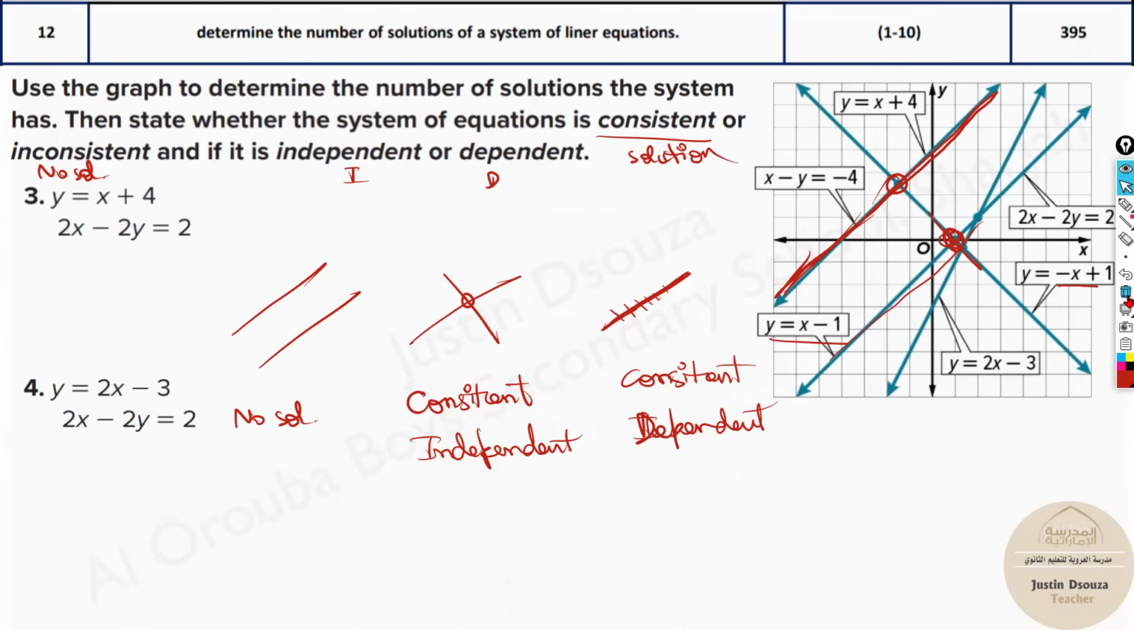And over here now, let's look at these equations. y equals x plus 4. Where is x plus 4? It's over here. And 2x minus 2y equals 2. Can you see these two? This is one equation which is already marked, and this is the other one. Now they are parallel to each other.